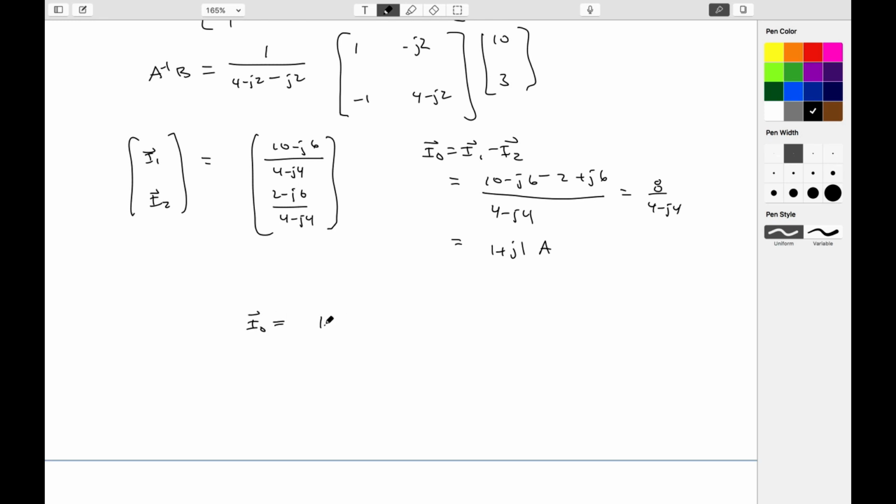And then finally we can calculate what I naught should be. It should be 1.4142 angle 45 degrees amps, which converts in the time domain to I naught of t, which is what I want, 1.4142 cosine of 2t plus 45 degrees amps.